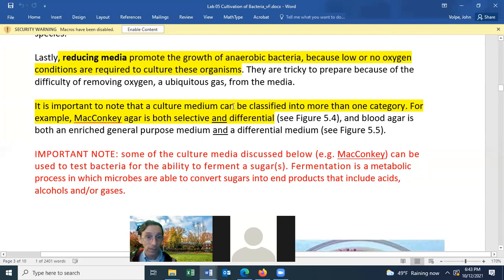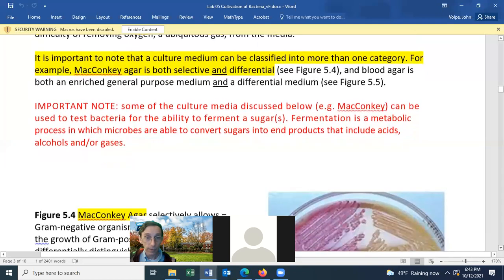It's important to note that a culture medium can be classified in more than one category. For example, McConkey's agar is both selective and differential. And blood agar, which I already mentioned, is both an enriched general purpose media and it is also a differential media. Any questions about that?